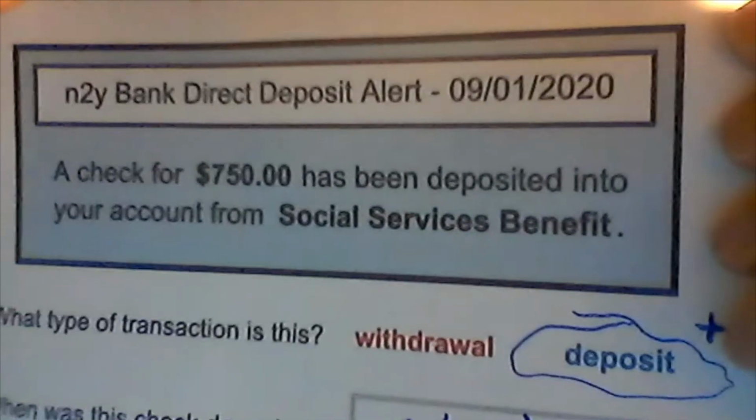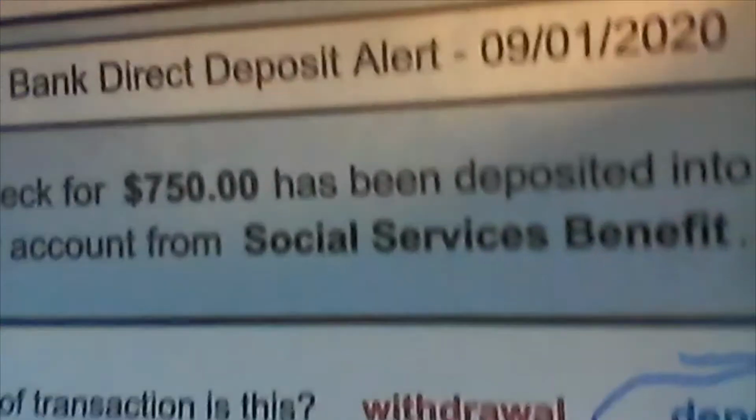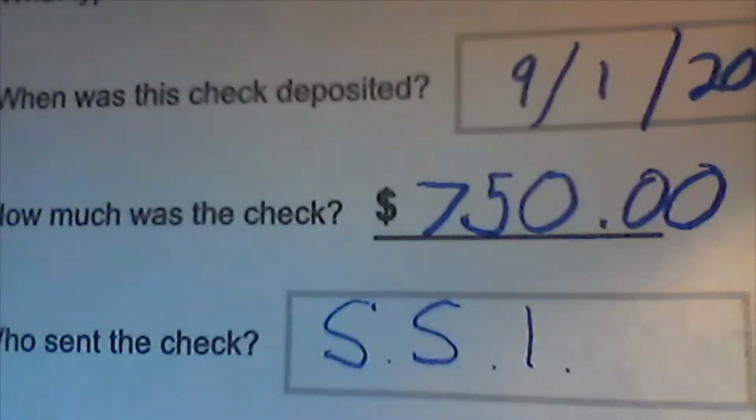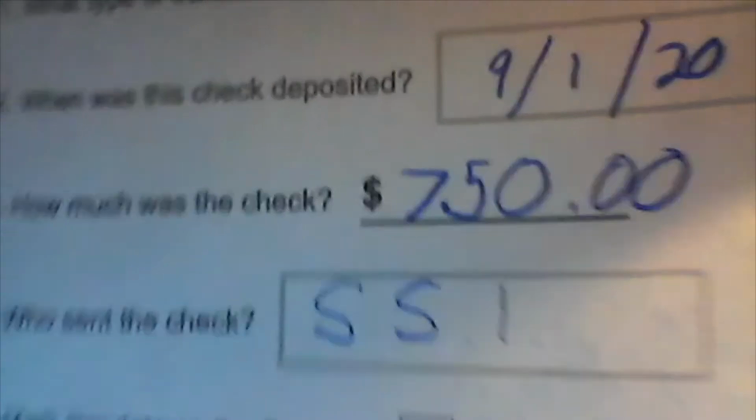Who sent the check? It was Uncle Sam, the government. It was from Social Services Benefit, or SSI. So we're just going to write SSI on the line. Who sent the check? SSI. Social Security. Mark this date on the calendar. Alrighty then.